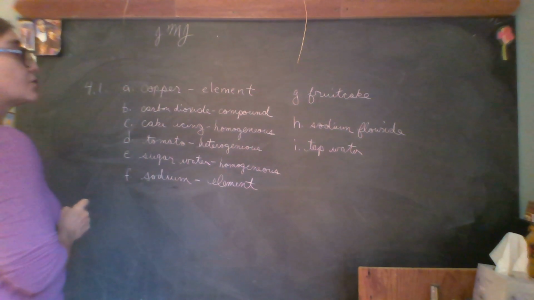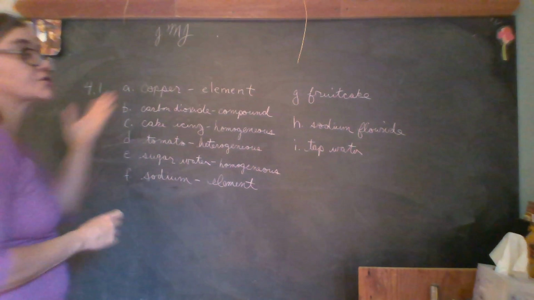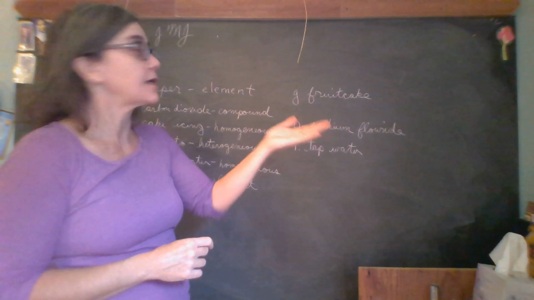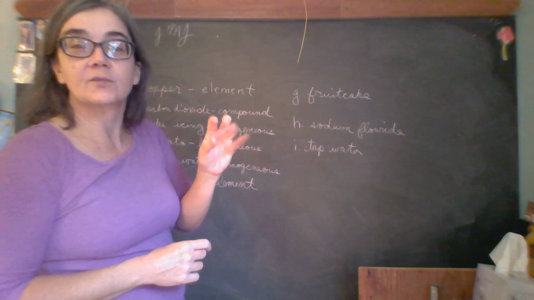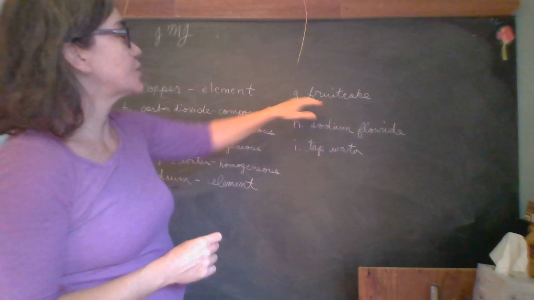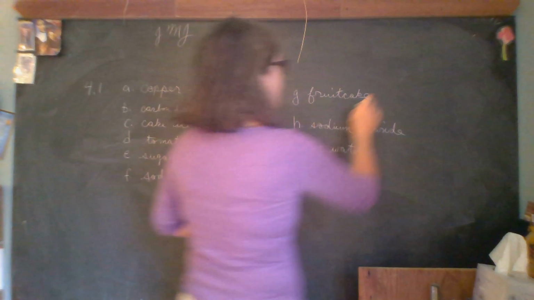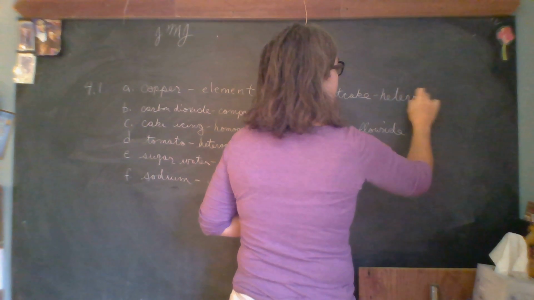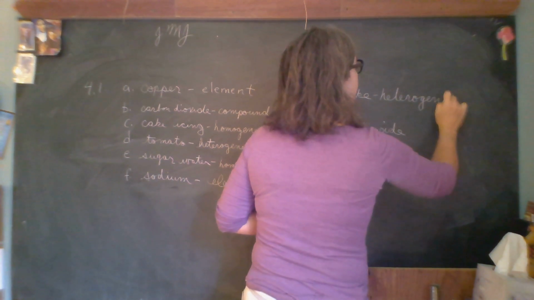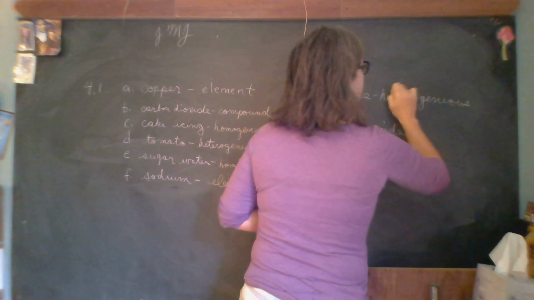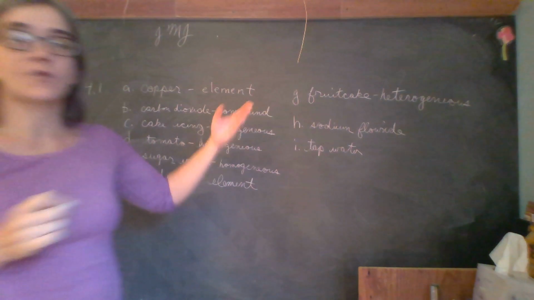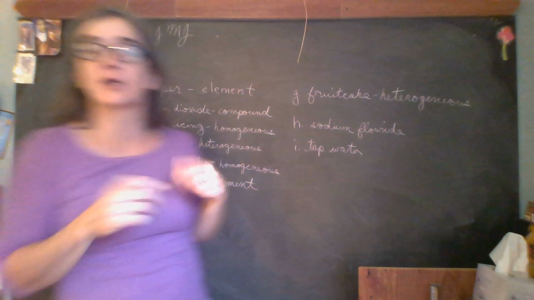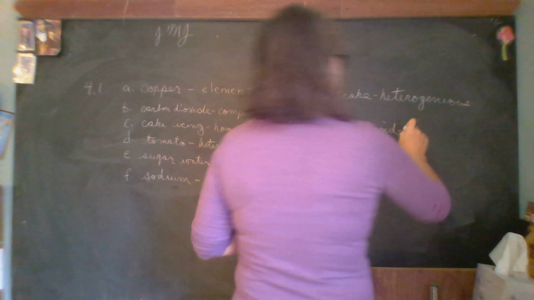Letter G, a fruitcake. Well, if you slice into a fruitcake, it's different all the way through. It has nuts and fruit and little soft cakey bits. So it's a heterogeneous mixture. Sodium fluoride sounds like it contains two elements, sounds like it's a compound to me.